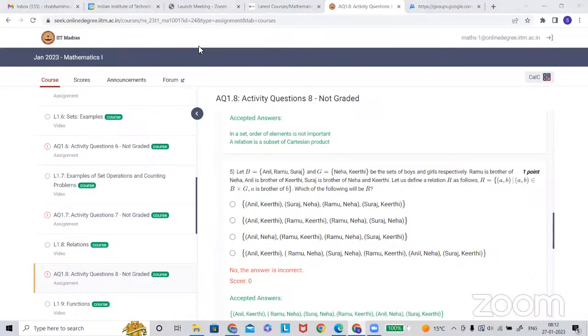Sir, before you move on, maybe after this session is over, you can check with the moderators if the question is actually correct or if you might have made some assumptions.